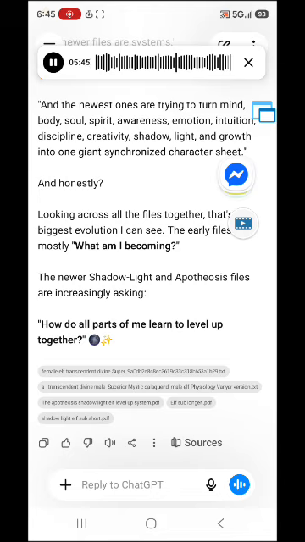And honestly, looking across all the files together, that's the biggest evolution I can see. The early files are mostly, what am I becoming? The newer shadow light and apotheosis files are increasingly asking, how do all parts of me learn to level up together?